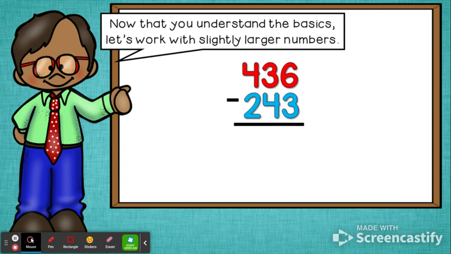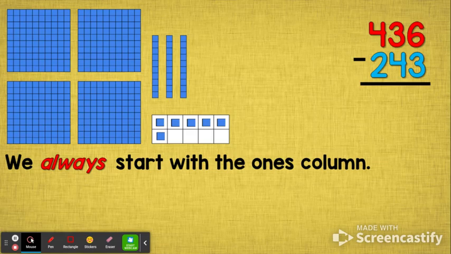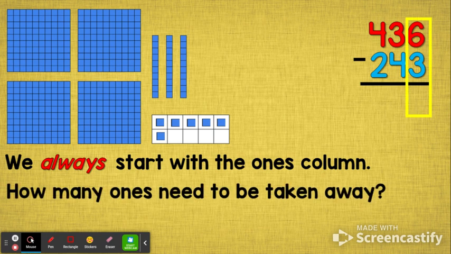All right, so now that you understand the basics, let's work with slightly larger numbers. We've got 436 minus 243. Let's return to our base 10 blocks. We always start with the ones column. How many ones need to be taken away? 3.